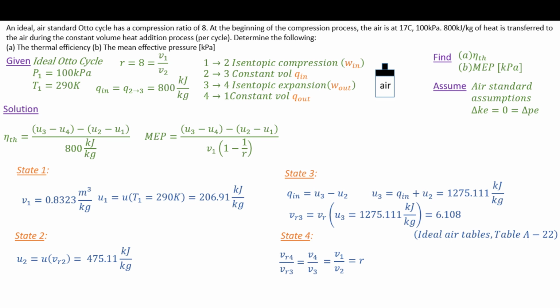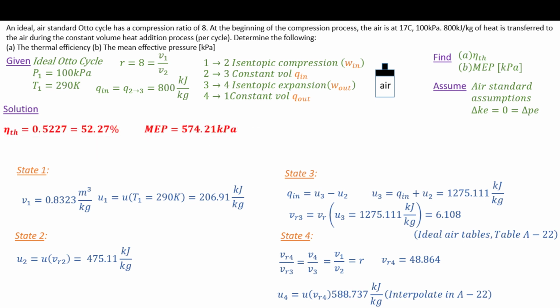So interpolating, I get a vr3 of 6.108, and if I plug that in and solve for vr4, I get 48.864, and that can be used to calculate my internal energy u4. I'm sorry, there should be an equal sign in between those two, but my internal energy at vr4 is 588.737, and then if I plug everything in, I can calculate my thermal efficiency and my mean effective pressure. All right, well, I hope that was helpful. Thank you for watching.